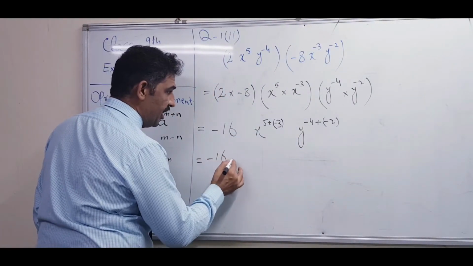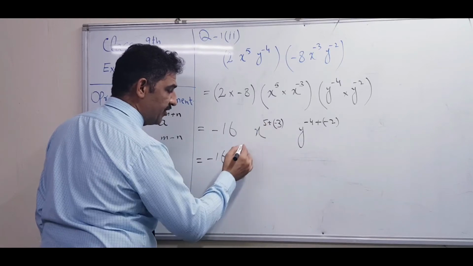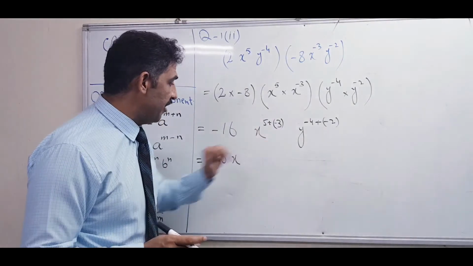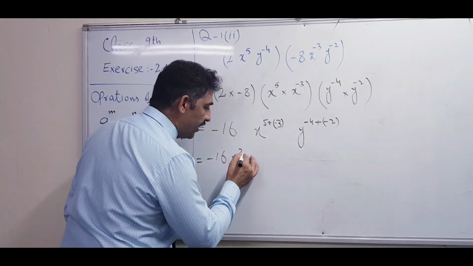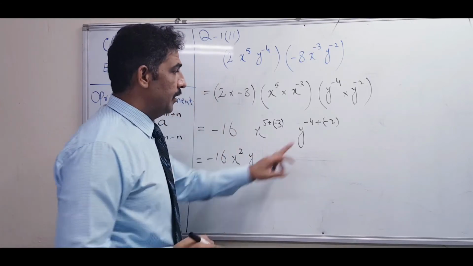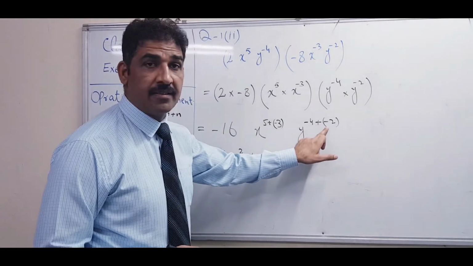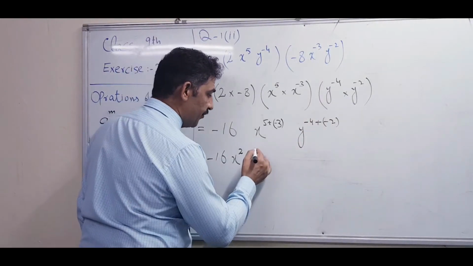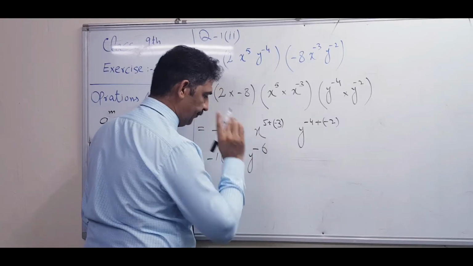Minus 16 x, 5 minus 3, because plus minus minus, and 5 minus 3 is 2, you will write it here directly like that. And y, minus 4 plus minus minus, minus 4 and minus 2. What is the answer? Minus 6.